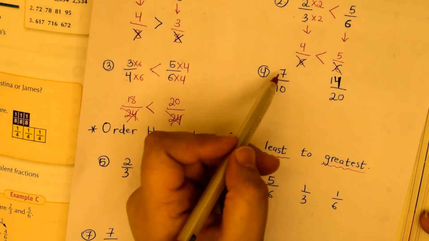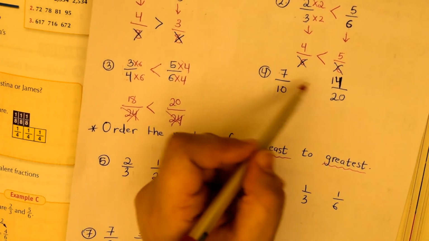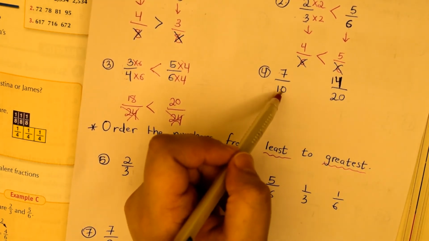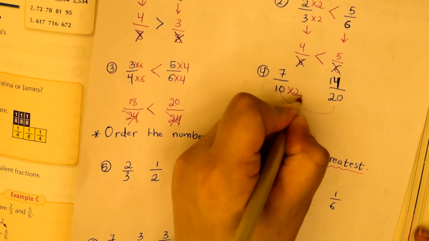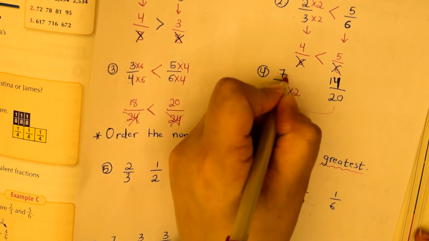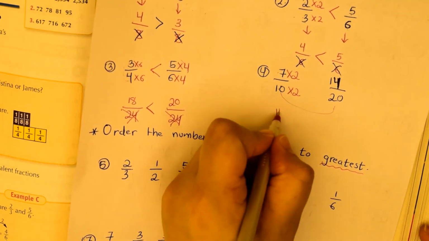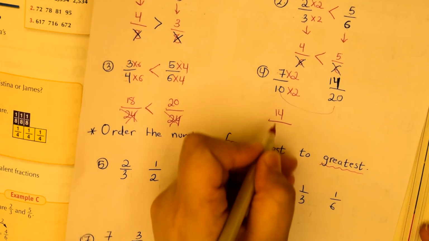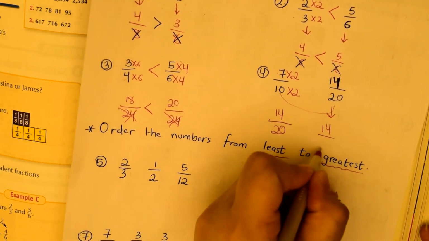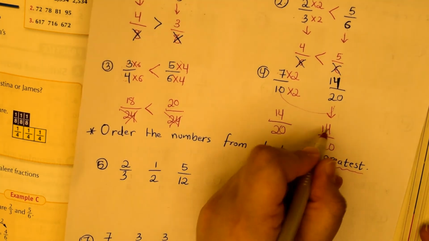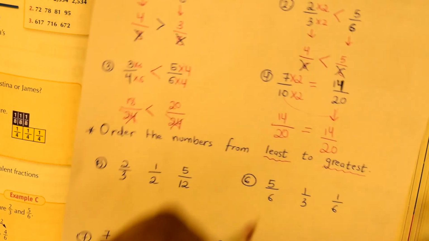Now here I have 7 over 10 and 14 over 20. I don't have any common numbers up and down. So I'll ask myself, how can I make the 10 20? I can multiply the 10 by 2 to give me 20. Since I multiplied here by 2, I have to multiply up by the same number. 7 times 2 equals 14 over 10 times 2, 20. This fraction will go down, sorry. Now 14 and 14 are equal. Then this fraction and this fraction are equal.